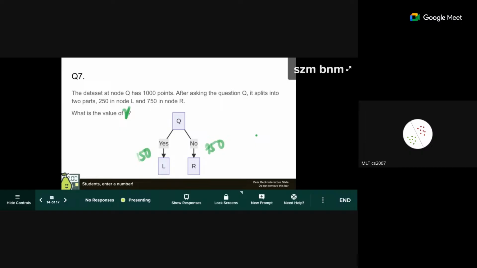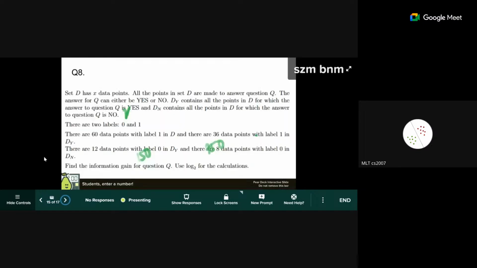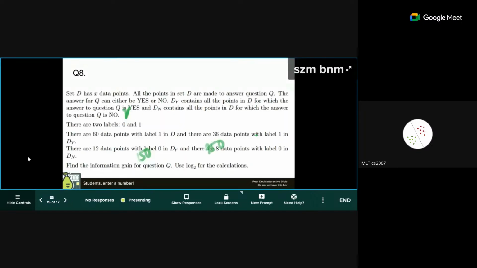Yeah, so this is a simple question. The next question is where we're going to use this. So in the next part, you have to basically find the information gain.